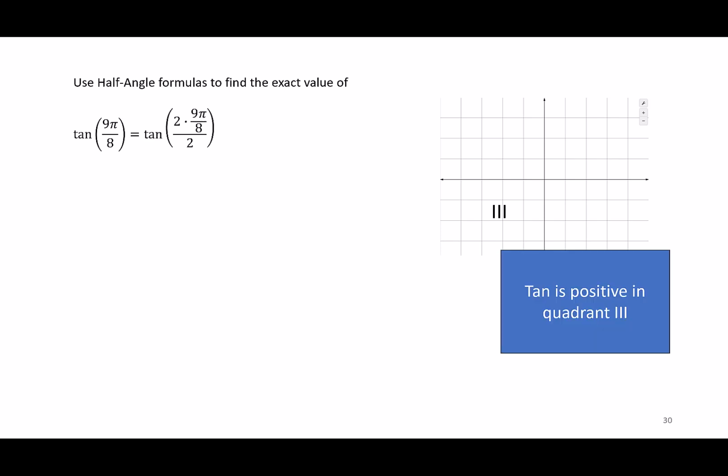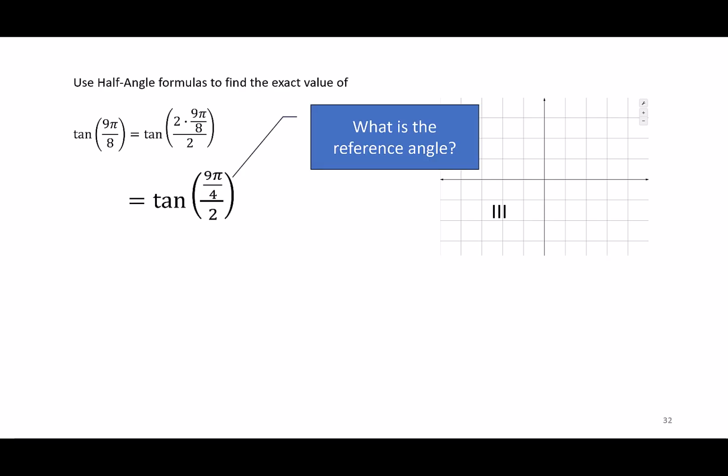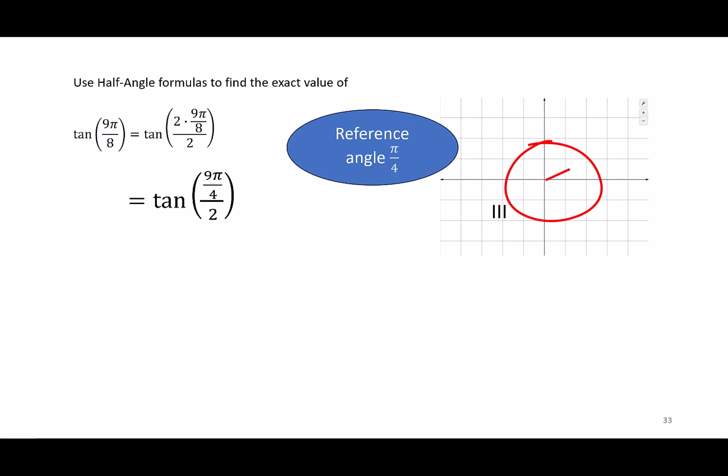Next, I'm going to express 9 pi over 8 as 2 times 9 pi over 8 over 2. The 2 goes into the 8 to give me 9 pi over 4 divided by 2. So before we go any farther, I want you to think about what our reference angle is for 9 pi over 4. 9 pi over 4 is bigger than 2 pi. So what happened? We went all the way around and we're back to pi over 4.